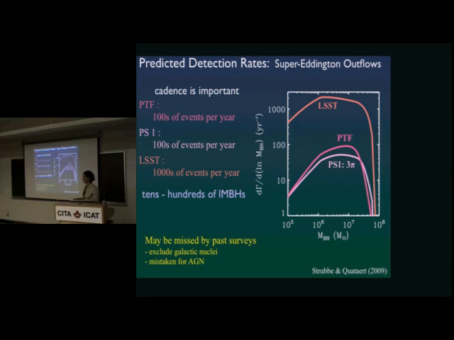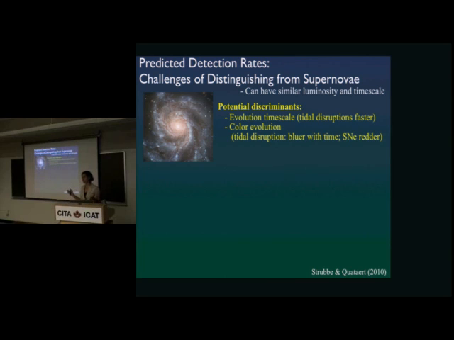Unfortunately, being sensitive to lots of tidal disruption events isn't good enough. You have to be able to identify them amidst all the different transients that these surveys are going to be finding. In particular, supernovae pose a particular challenge because they can have similar luminosity and time scale. So some potential discriminants are the evolution time scale. Tidal disruptions can be faster, particularly if you're disrupting the star fairly close to the black hole. And the color evolution. As I mentioned earlier, tidal disruptions get bluer with time or have no color evolution as we see deeper and deeper into the hot outflow, whereas supernovae get redder with time.